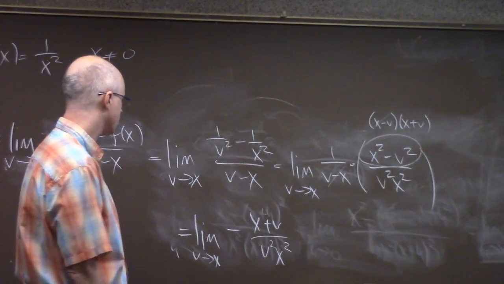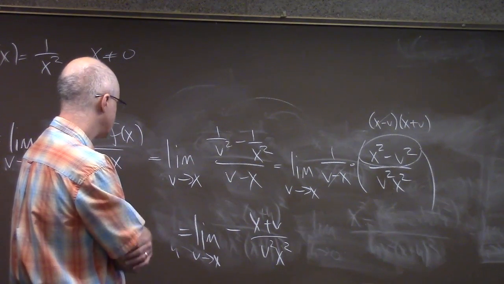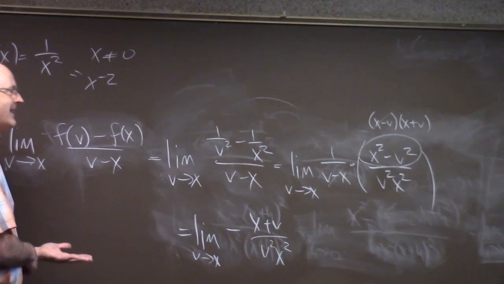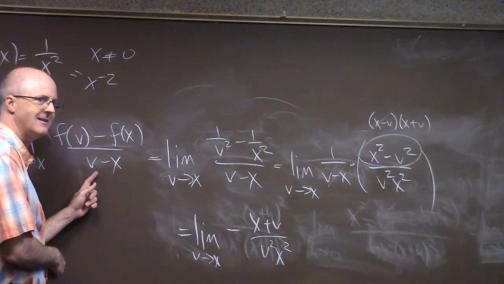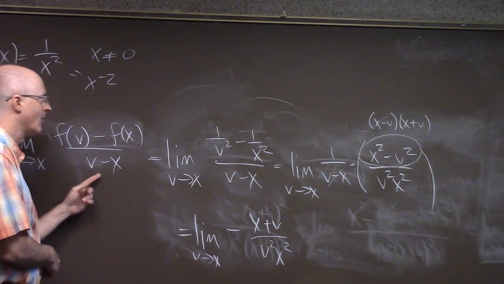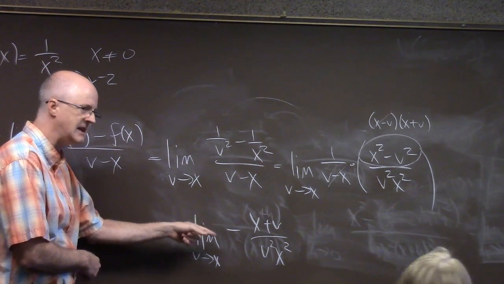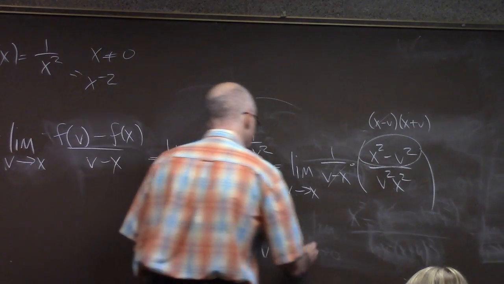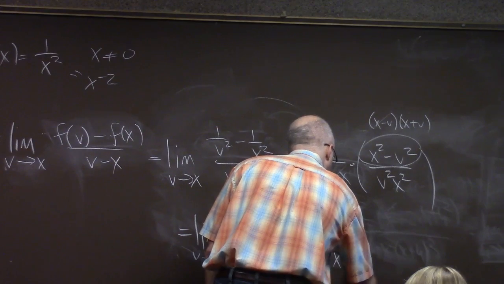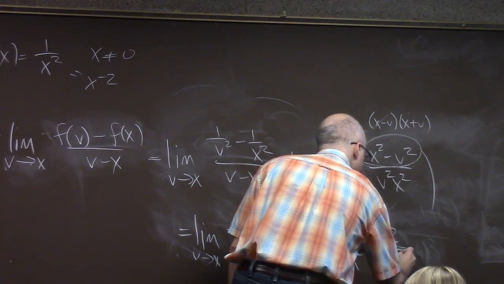Now plug in v equals x. This is a continuous function. See, x is fixed here. This is a continuous function of v at v equals x. This wasn't, because when v equals x, you'd be dividing by 0. When x is non-zero here, we're not dividing by 0. I can now substitute v equals x in here. And once again, get the same thing.